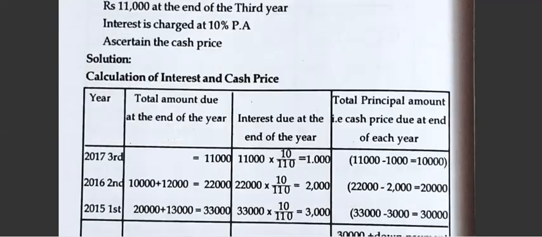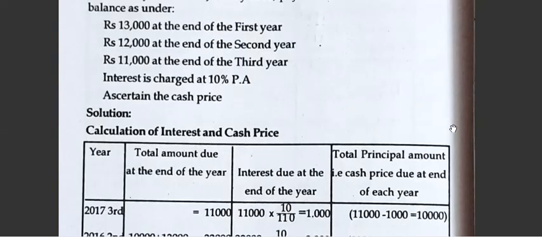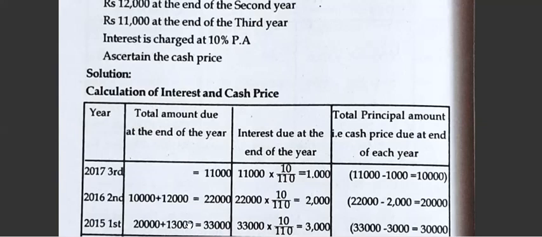Now come to the second year. What is the amount remaining? This amount you have to write again here, 10,000, plus the 12,000 of the second installment. Second installment they pay 12,000. So 10,000 plus 12,000, you will get 22,000. 22,000 into 10 by 110, you will get 2,000. Now 22,000 minus 2,000, you will get 20,000.